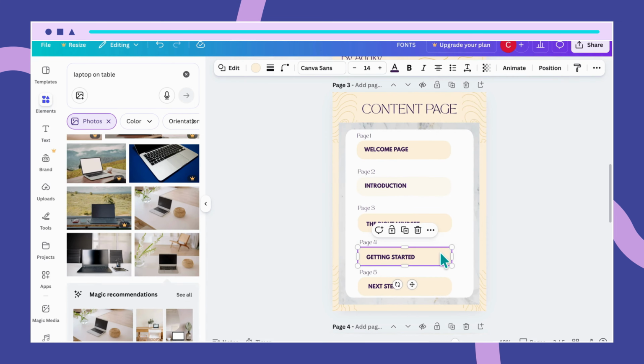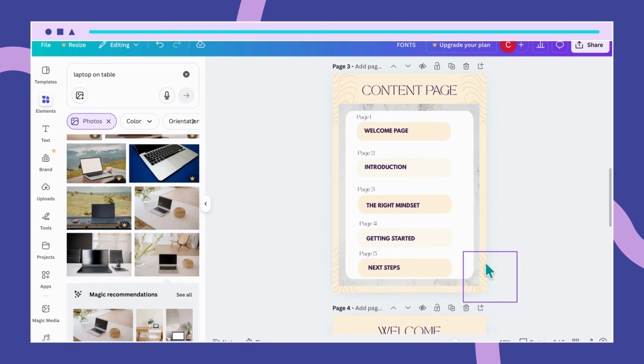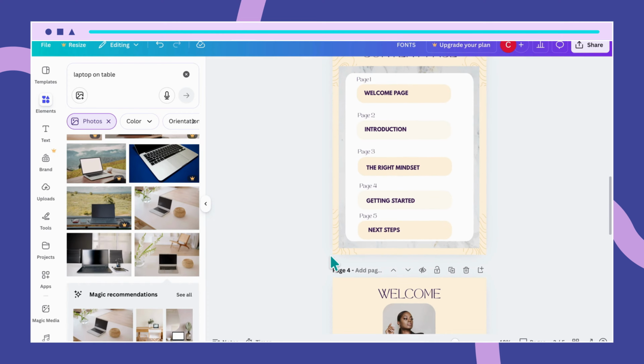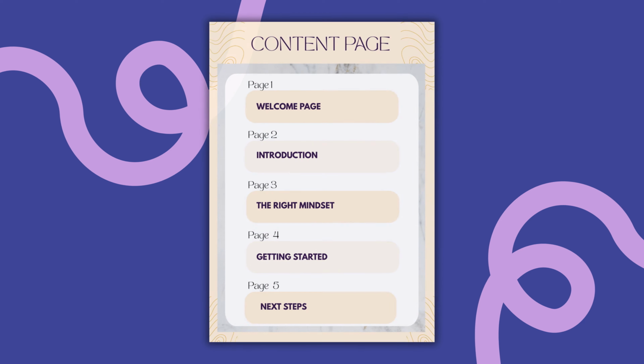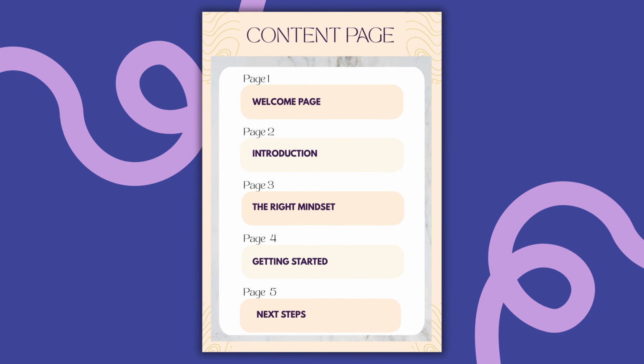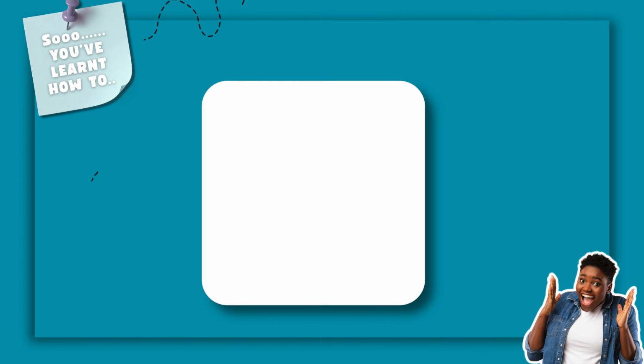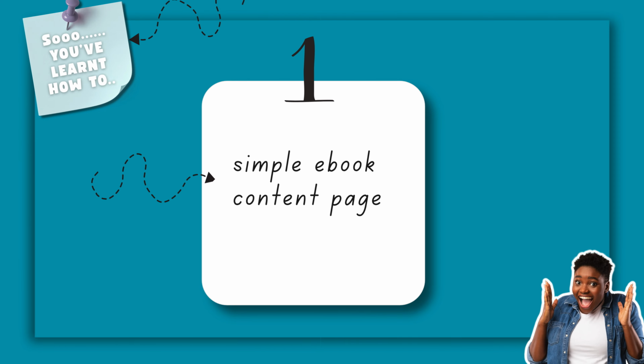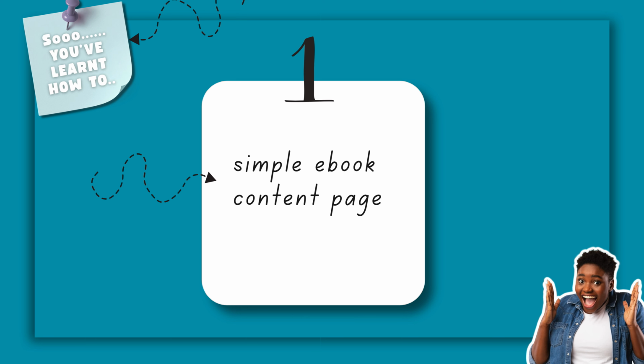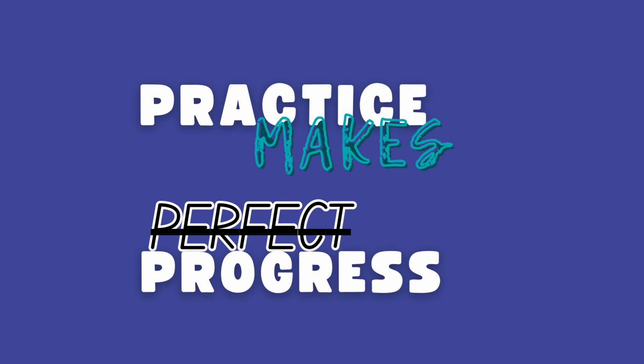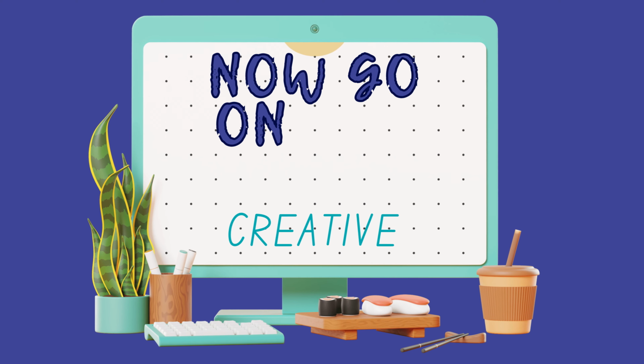I'm going to do the same for page 4. Typing in here 46 and then pressing enter. Okay, so this is the effect I'm going for. Okay, so our content page is complete. So, you've learned how to create a simple ebook content page. Now go on and get creative.